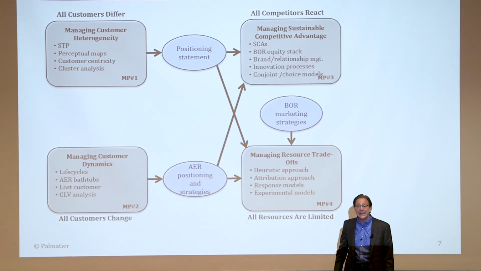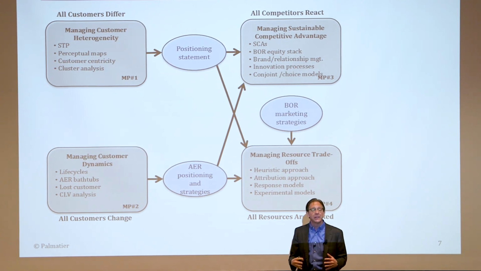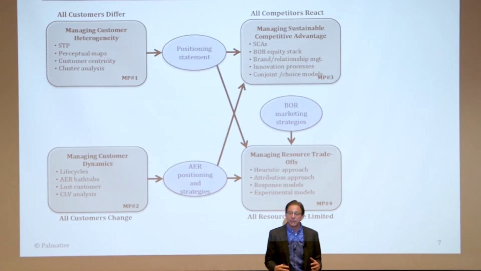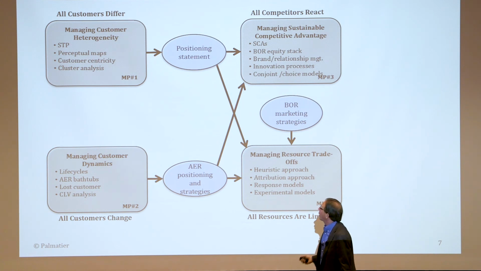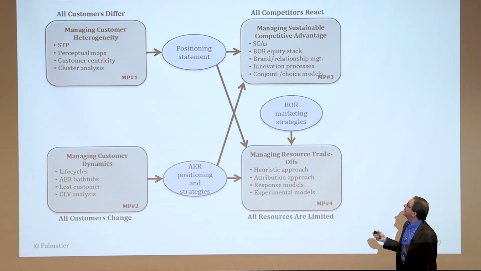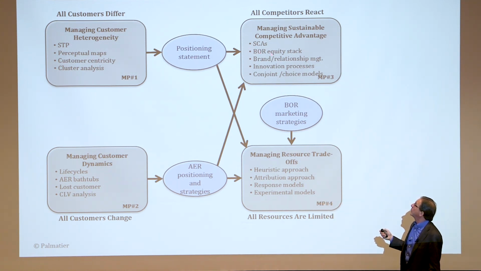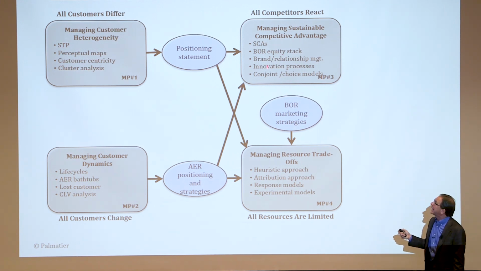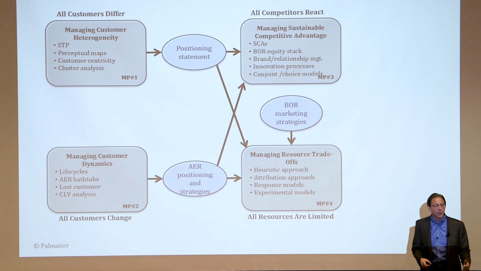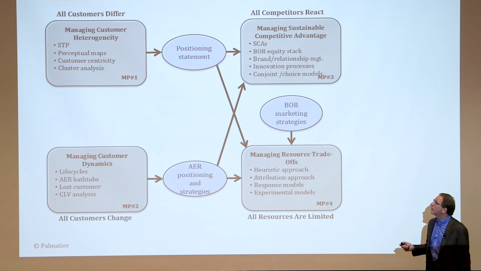Market principle 3 is the idea that all competitors are going to react, so I have to build sustainable competitive advantage. I have to manage it. The 3 ways I'm going to build it is around BOR: brand, offering, relationship. We talked about it on the equity stack. Once I understand how they fit together, we went through pretty much a session on each topic, on brands, on relationship, on offering, because there's a lot to each of those, but that's where we spend most of our money.